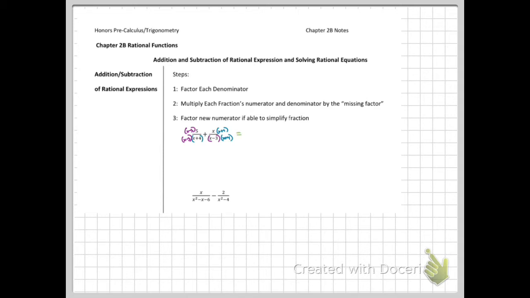Now, you want to actually distribute on top. So 5x minus 15. Keep whatever symbol is in the middle of the problem and distribute on top. x squared plus 4x. On the bottom, just leave it factored. It's x minus 3 times x plus 4. Okay, now combine like terms or simplify the top.